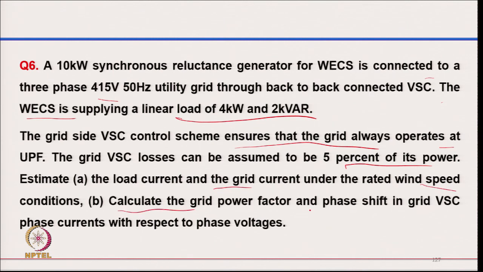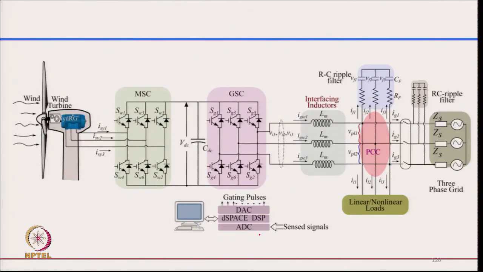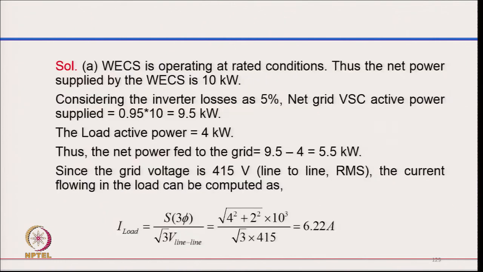B, calculate the grid power factor and the phase shift in the grid voltage with respect to the phase voltage. This is the typical system. We have the gearbox, the synchronous reluctance generator with the machine side converter and grid side converter, and we have a local load here which is connected at the point of common coupling, and this is typically the grid line.